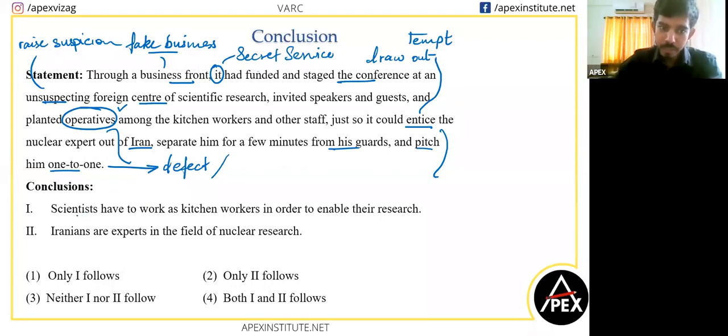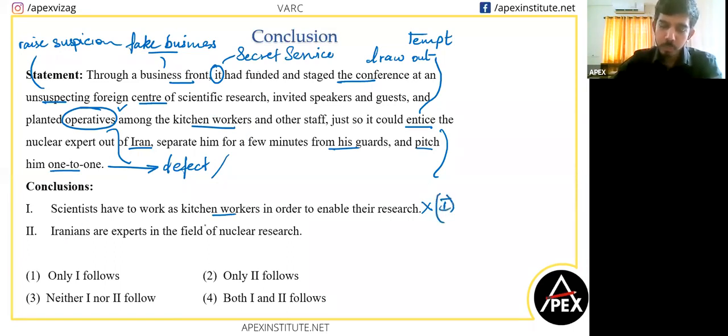Does it mean that scientists have to work as kitchen workers in order to enable the research? No. This is just a front of a sham that was set up, and operatives were planted among kitchen workers, not scientists. The aim was to get this scientist out of Iran. So this is invalid.